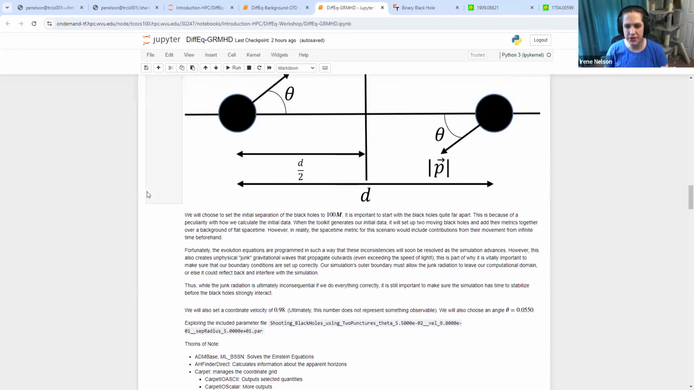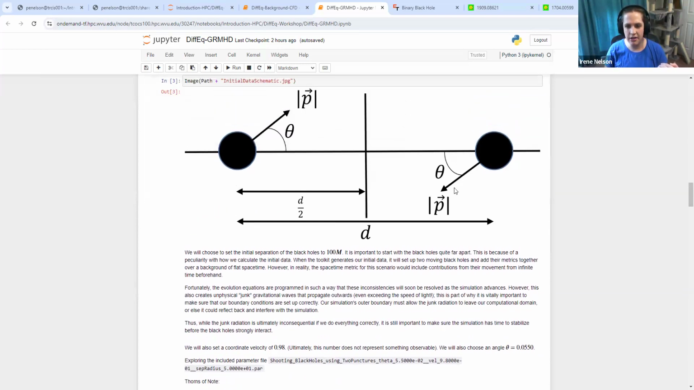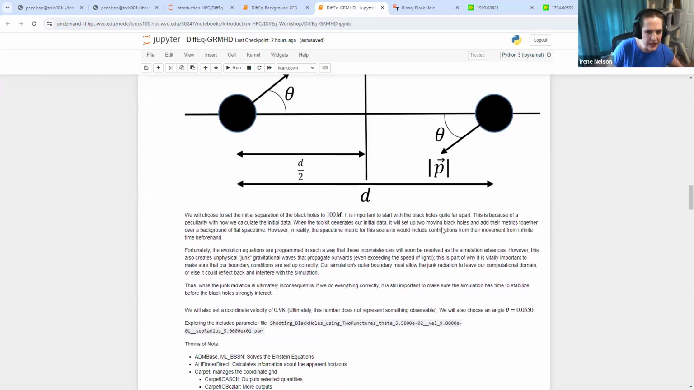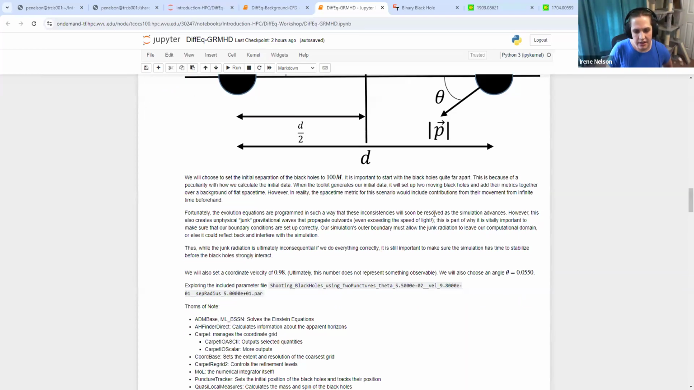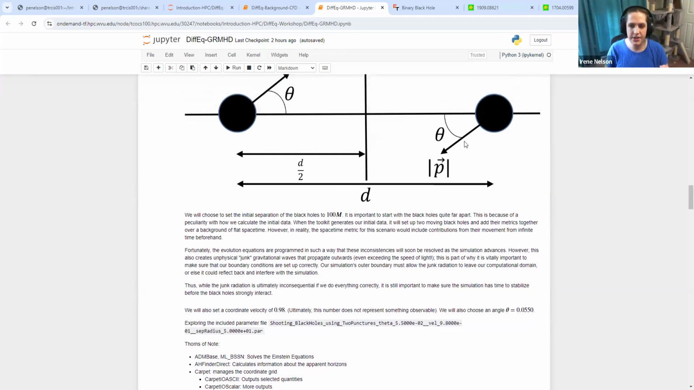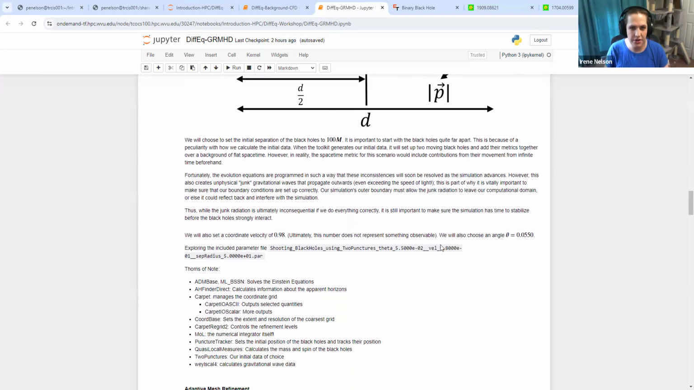And we'll also use an initial angle theta of 0.055 radians. And then the specific momenta that are actually going to get plugged into that thorn are going to just be simple trigonometry from this magnitude and angle, which I'll show you a little more about in a second. So let's take a look at this parameter file. It's included.